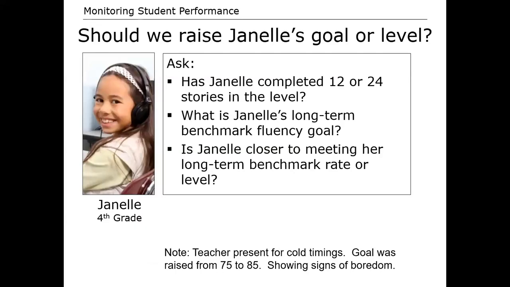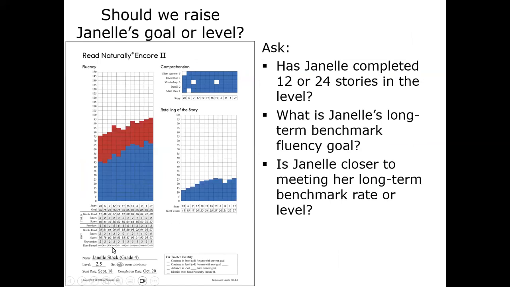So the question then really with Janelle is just, what is it you do? Well, she's a fourth grader working in level 2.5. So she's a year and a half below grade level. And her average cold timing score right now is about 67 words. And as a fourth grader, we want her at, I think, somewhere around 130 words correct per minute in the spring. So she is closer to her level than she is to goal.